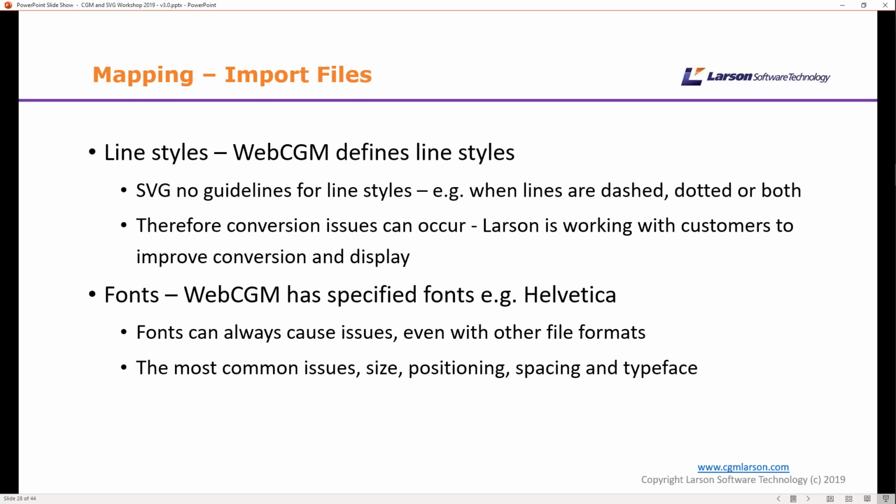And the other one, the old one, is fonts. Fonts always seem to cause an issue, even between other formats, not just ours. So there could be textual formats where we haven't got that font on your system, it needs to be replaced, and so forth. But the most common issues are size, positioning, spacing. So the whole font itself can cause issues. And you can imagine if the size is wrong, it could flow over part of the illustration, or obscure part of the illustration, which might be important. So again, it's really important that we get this right when we're bringing the font through.